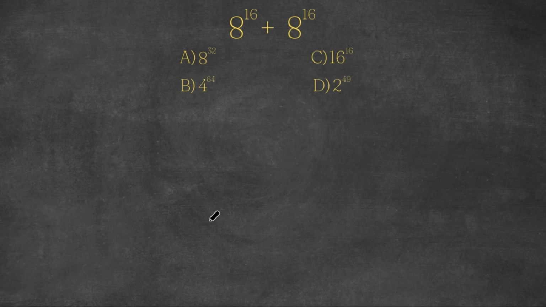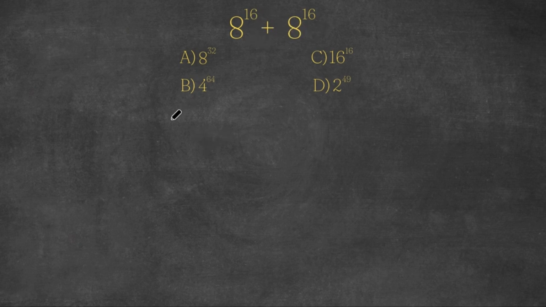In today's video, I'm going to be teaching you guys how to solve this exponential problem. So we have 8 to the power of 16 plus 8 to the power of 16. And we want to find out which one of these answers is equal to 8 to the power of 16 plus 8 to the power of 16.